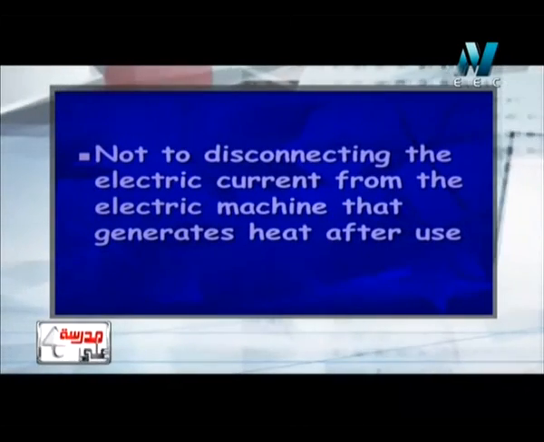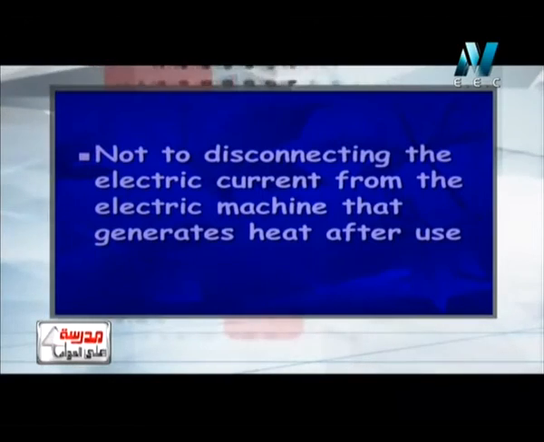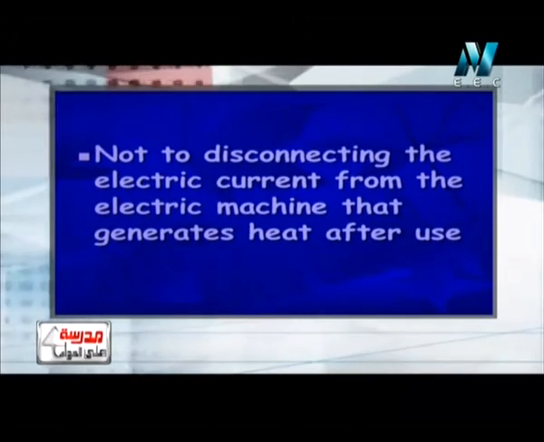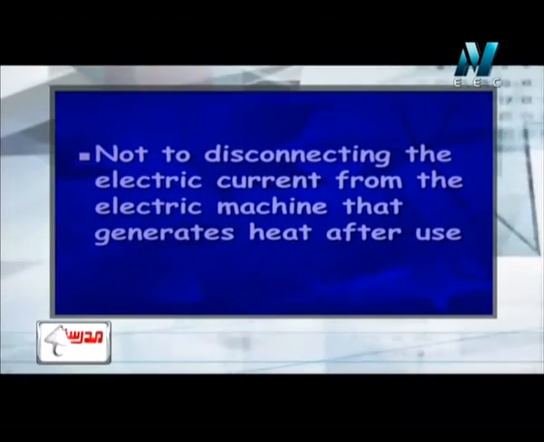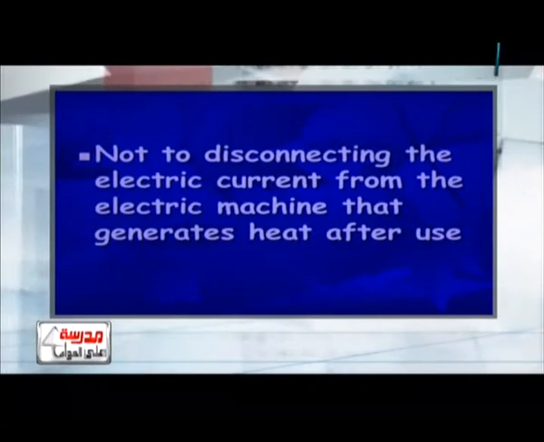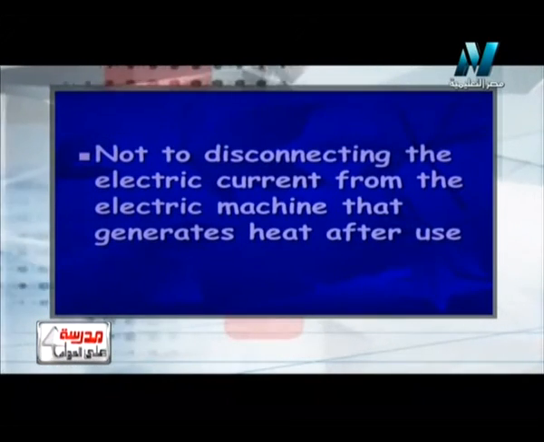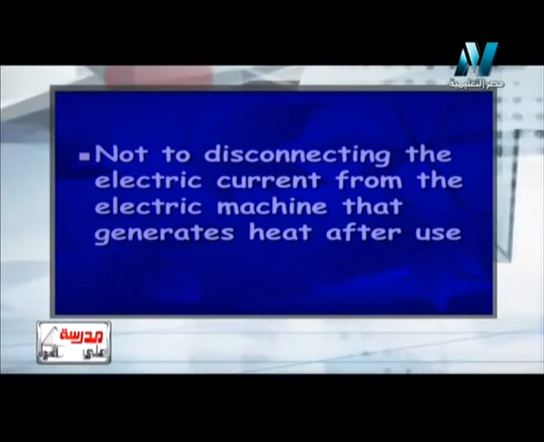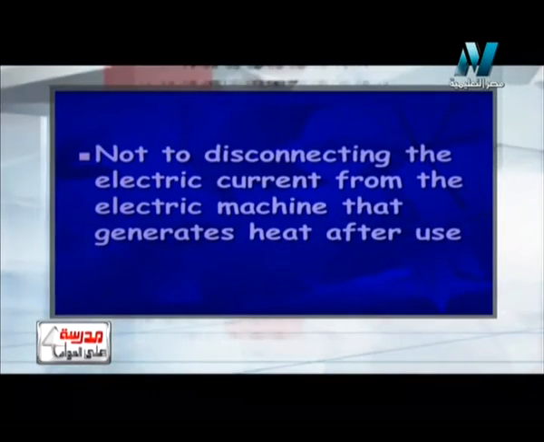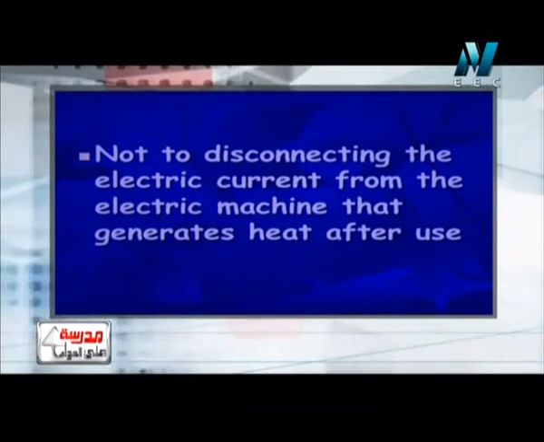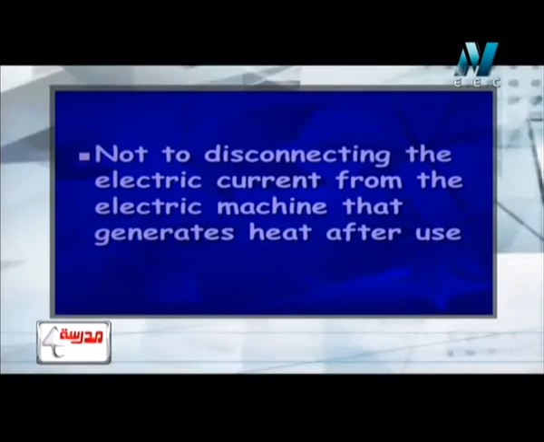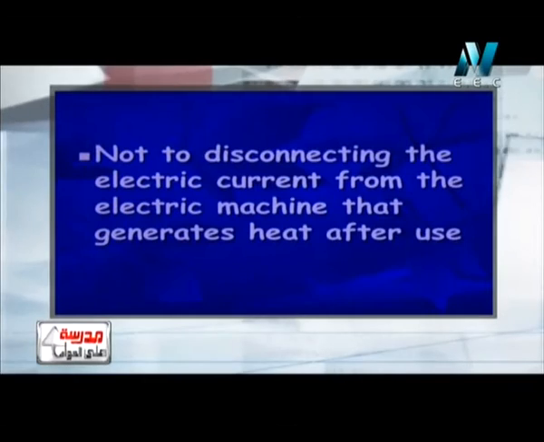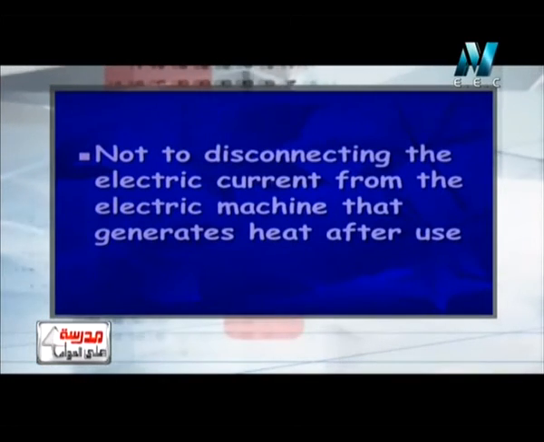Okay, next is disconnecting the electric current from the electric machine that generates heat after use. So I must be very careful. After using the electric machine that generates heat, we must disconnect it. We must disconnect electric appliances, especially those that generate heat, such as the iron, the microwave, the heater, anything that generates heat. We must disconnect it if we don't want to use it.